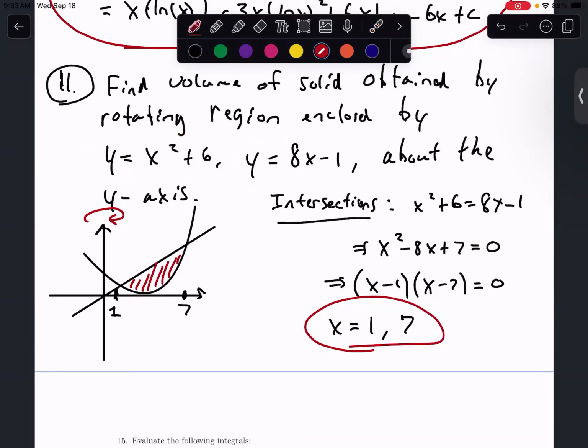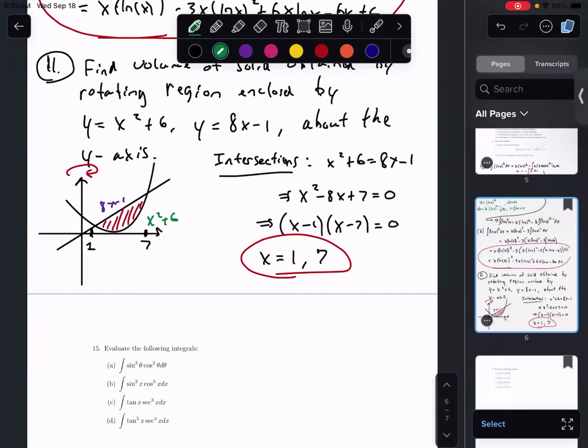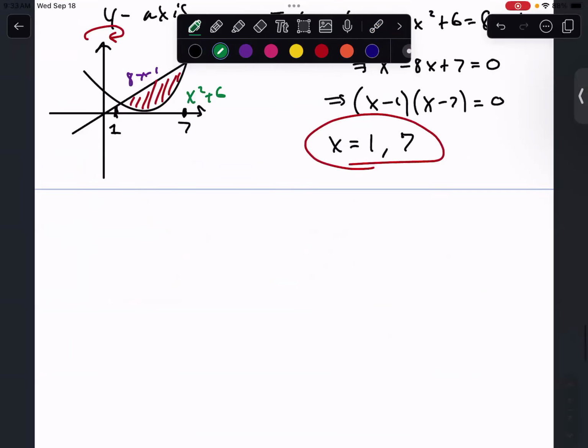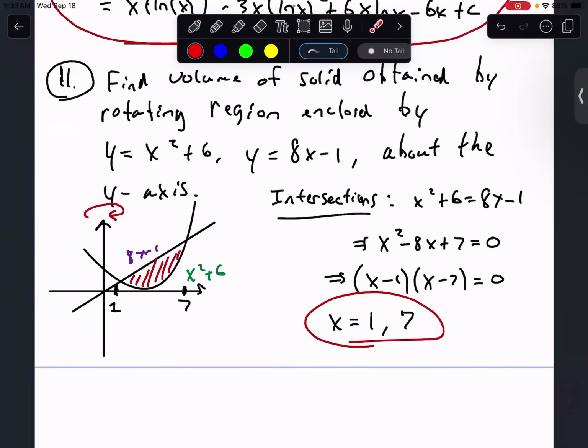So it's up to you. 8x minus 1 is a straight line, and x squared plus 6 is the parabola. It wants us to find the volume of this region rotated about the y-axis. If we're rotating this region about the y-axis, what method are we using? Yeah, it's going to be the shell method.